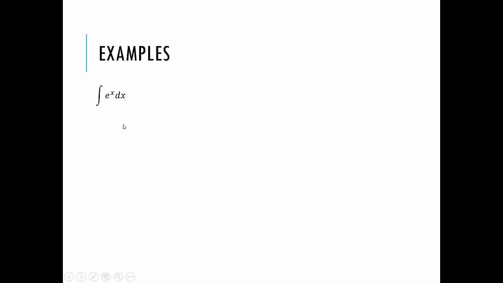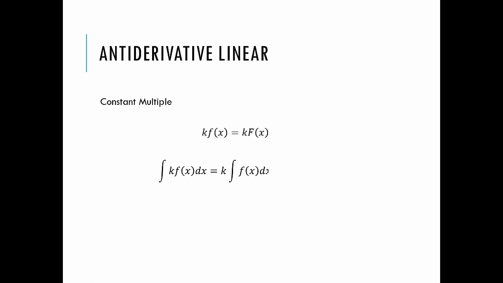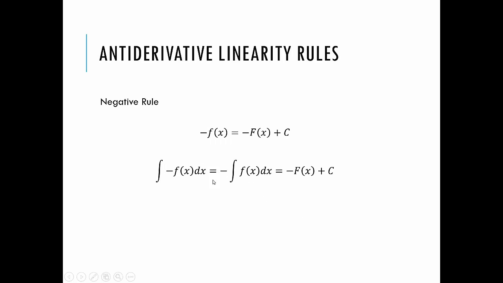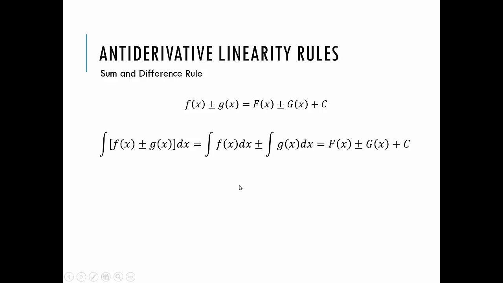If I want to find the antiderivative of e to the x, well, it's just e to the x. Just as with derivatives, antiderivatives have these same rules. The constant, you can pull the constant out front, which is kind of nice sometimes to see. The negative rule, I could pull the negative out front before finding the antiderivative. Just as we said we could add derivatives or subtract derivatives, guess what? I can do the same with antiderivatives. So I can split up each function and find the antiderivative of each and then add them together.